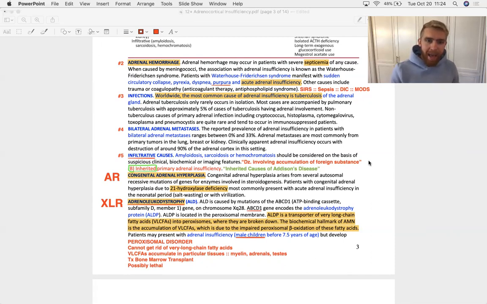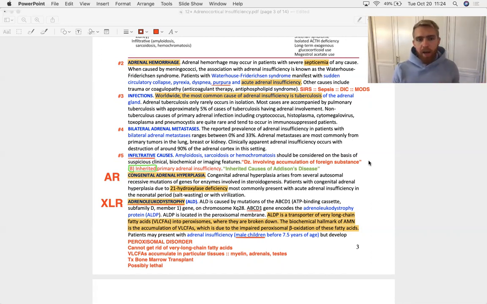Now, a bilateral adrenal metastasis, pretty rare, but it could give you Addison disease just by virtue of crowding out the zona glomerulosa and fasciculata and reticularis. And so you're going to have less and less and less production of things like aldosterone, cortisol, and androgens as that tumor exerts more and more and more of a mass effect.